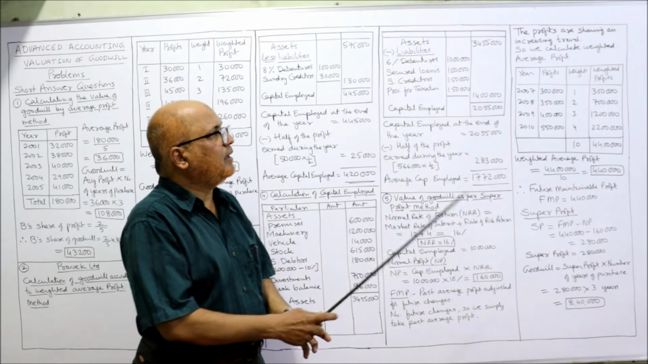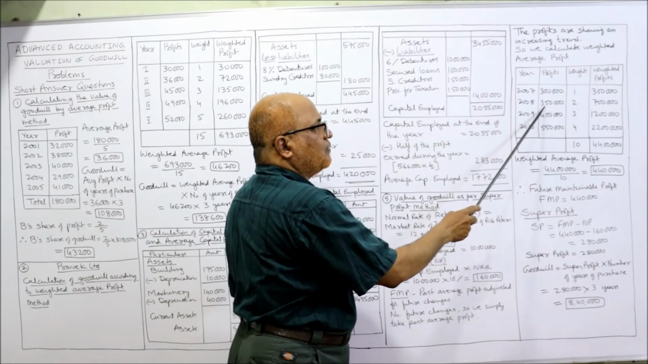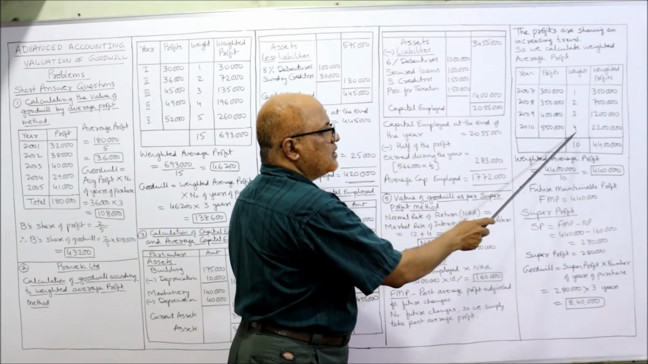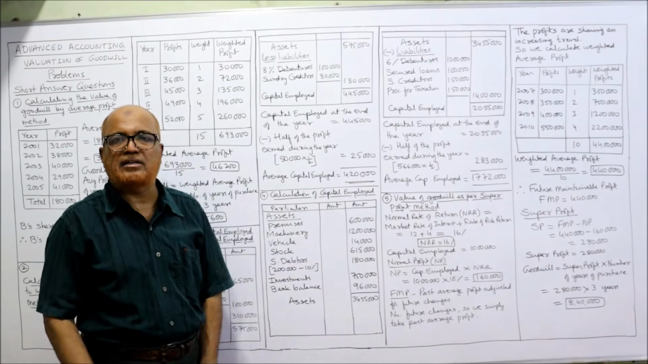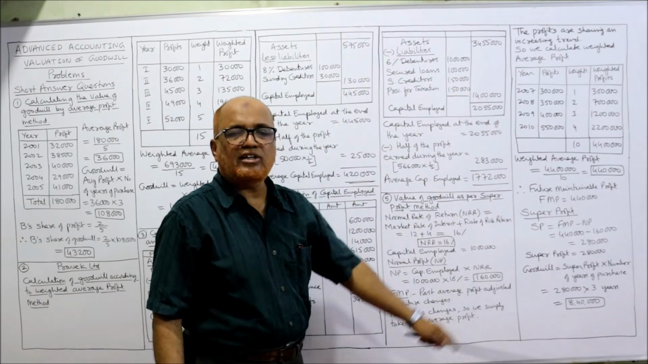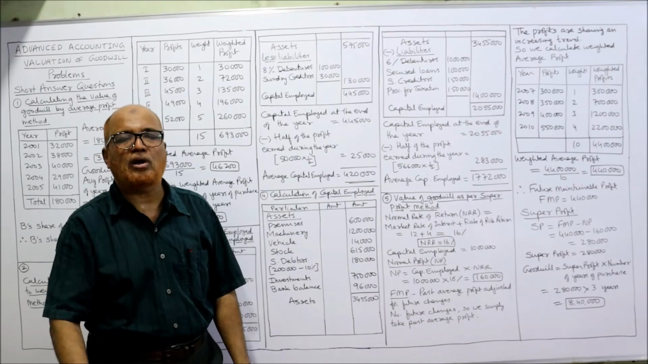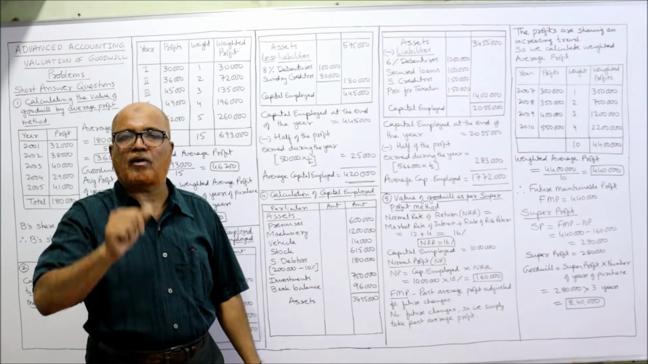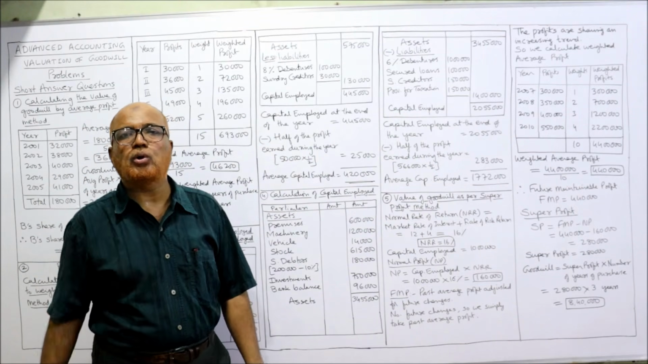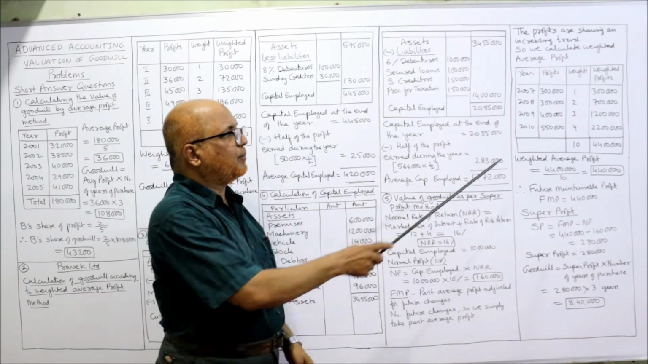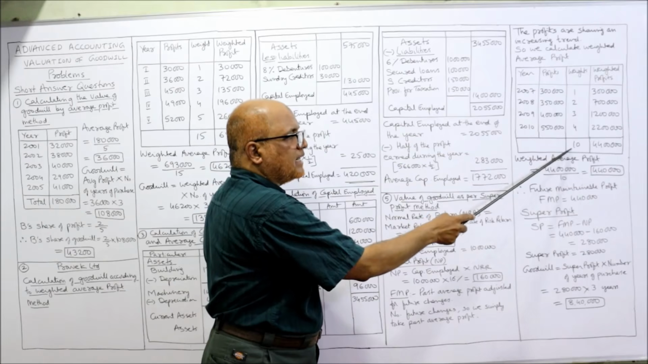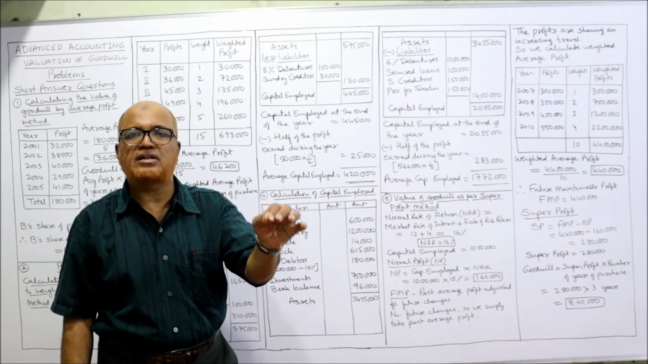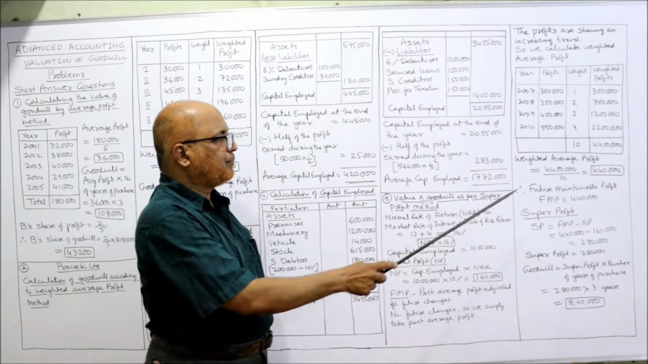Right? Now multiply 3 lakh into 1, 3 lakh. 3 lakh 50,000 into 2, 7 lakh. 4 lakh into 3, 12 lakh. 5 lakh 50,000 into 4, 22 lakhs. Take the total of the weighted profits. The weighted profits are 44 lakh and the total of the weights 10. The weighted average profit is equal to weighted profit divided by total of weights. So 44 lakh by 10, 4,40,000 is the weighted average profit, and that itself will be the FMP, future maintainable profit.